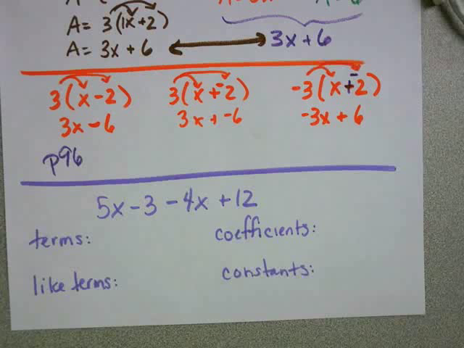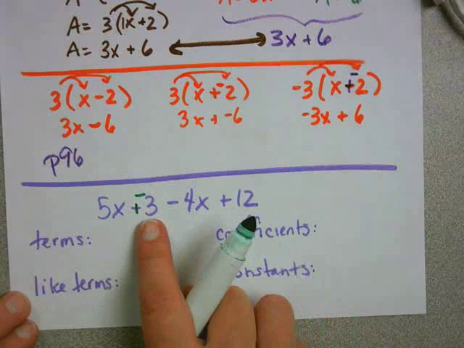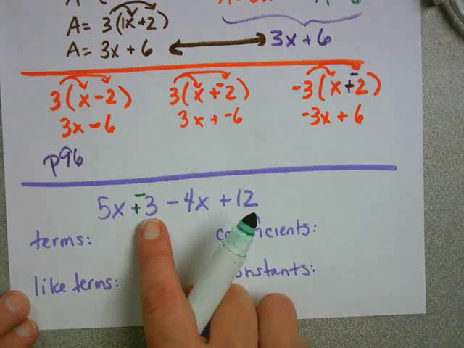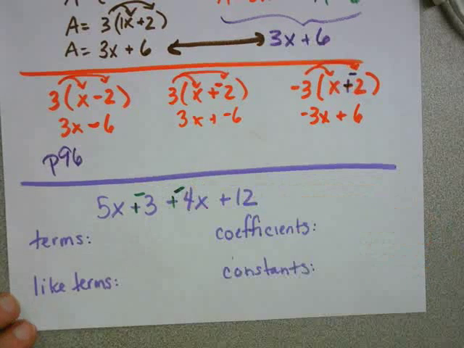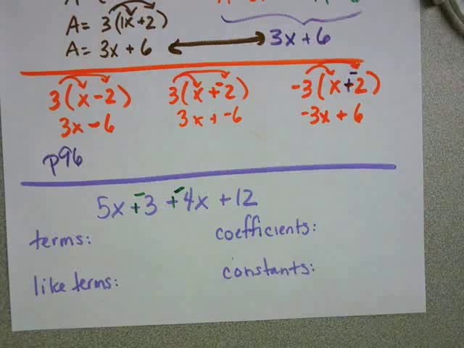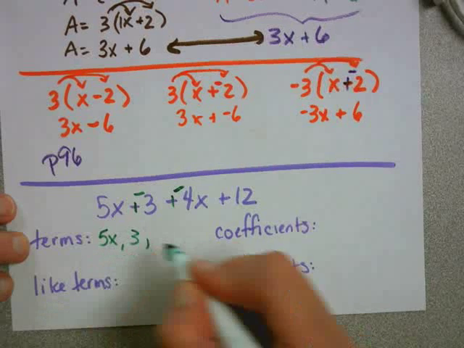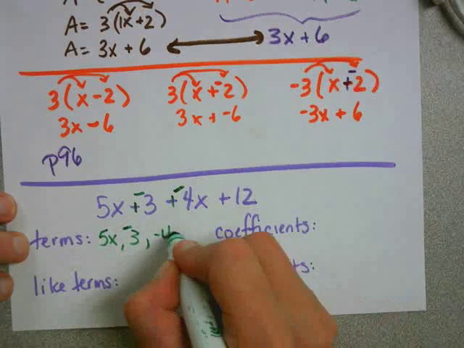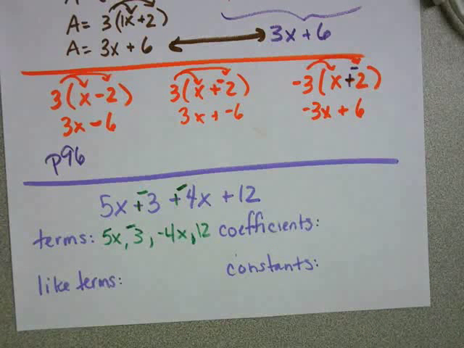Okay, so a term is any part of this expression that's separated by operations, okay? But the deal is the minus signs aren't legit. You have to make those adding a negative, because negative 3 is the term here, not 3. Just like 4x is not the term, it's negative 4x. So when I say write the terms, you're going to say 5x is a term, negative 3 is a term, negative 4x, and a positive 12. And I just write the terms out separated by commas.